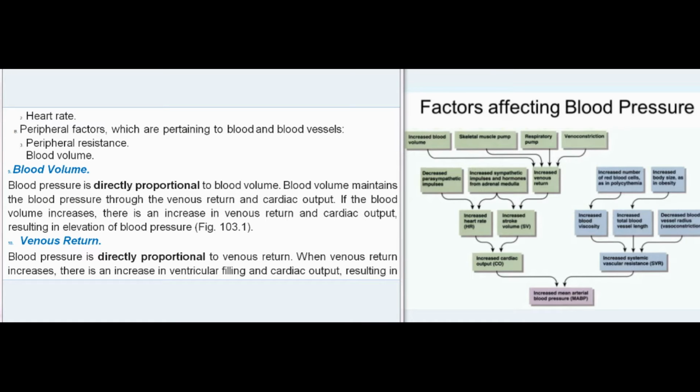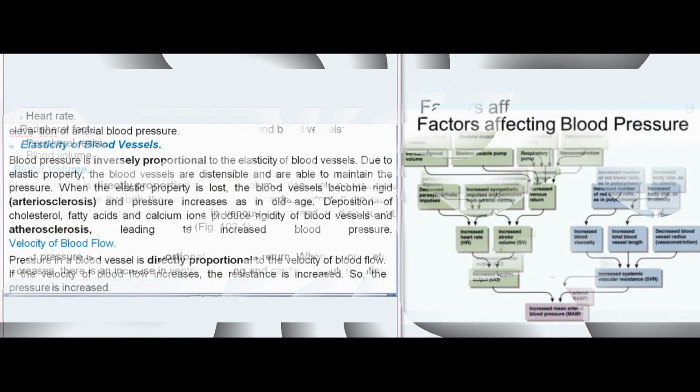Venous return. Blood pressure is directly proportional to venous return. When venous return increases, there is an increase in ventricular filling and cardiac output, resulting in elevation of arterial blood pressure.